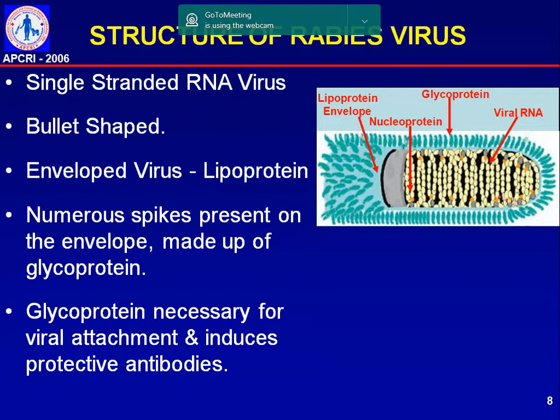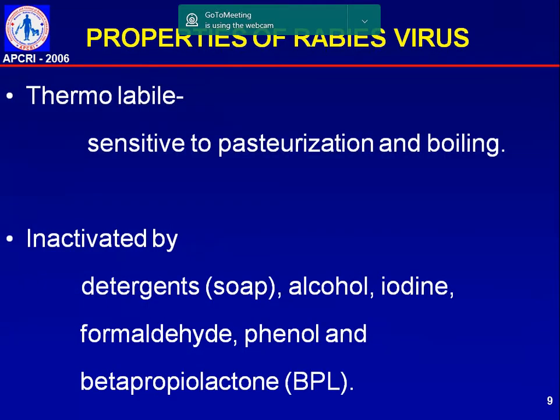And if you see the structure of the virus, it is a single stranded RNA virus. It is a bullet-shaped virus. It is an enveloped virus with a lipoprotein envelope. Numerous spikes are present on the envelope, which is made up of glycoprotein. The glycoprotein is necessary for viral attachment and it induces protective antibodies. So if you see the properties of the rabies virus, it is sensitive to pasteurization and boiling. It is inactivated by detergents, soap, alcohol, iodine, formaldehyde, phenol, and beta-propiolactone.